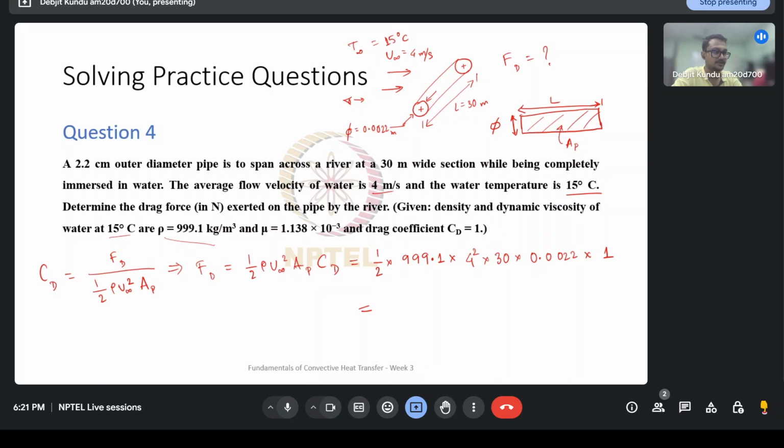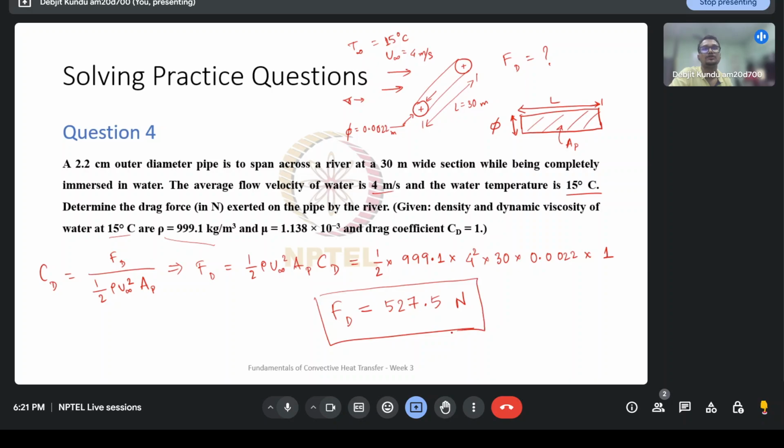So that's 999.1 multiplied by 4 squared, which is 16, into 30 into 0.0022, and this whole thing divided by 2. So that brings us to a force of around 527. So the drag force is 527.5 newtons.